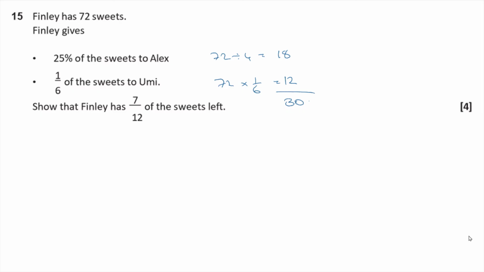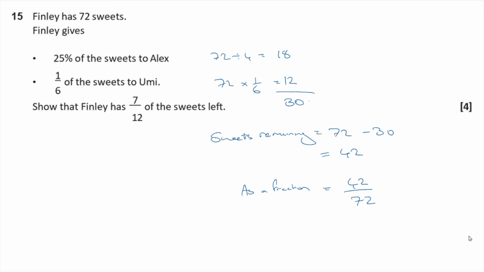Okay, so if he's given away 30 sweets, sweets remaining, it's going to be the 72 sweets he started with minus the 30 sweets he's just given away. So that means he's got 42 sweets left. Okay, so what is that as a fraction? So as a fraction, that's going to be 42 over 72. He's got 42 72ths of the amount of sweets he had.